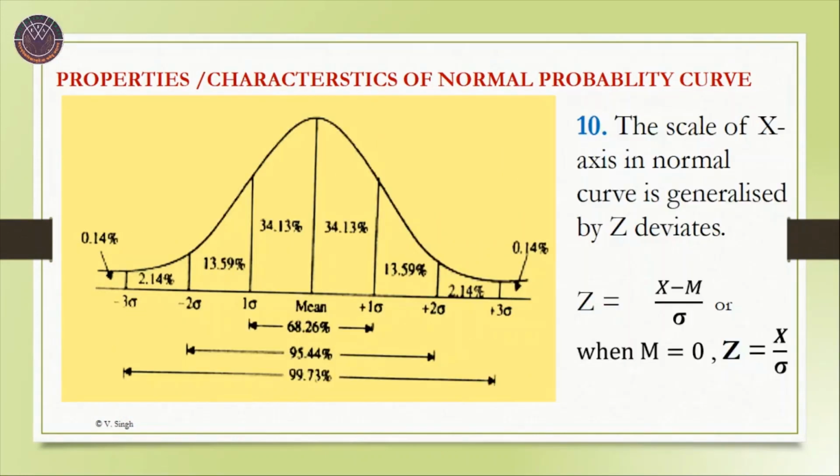The 10th property of the normal probability curve is that the scale of the x-axis in the normal curve is generalized by z deviates, or in terms of z units. Z can be obtained by the formula z equals x minus m by sigma, or when the mean equals 0, then z equals x by sigma. These z deviates or z scores are used when we solve different problems related to the normal probability curve. So this is also one of the basic properties of the normal probability curve.